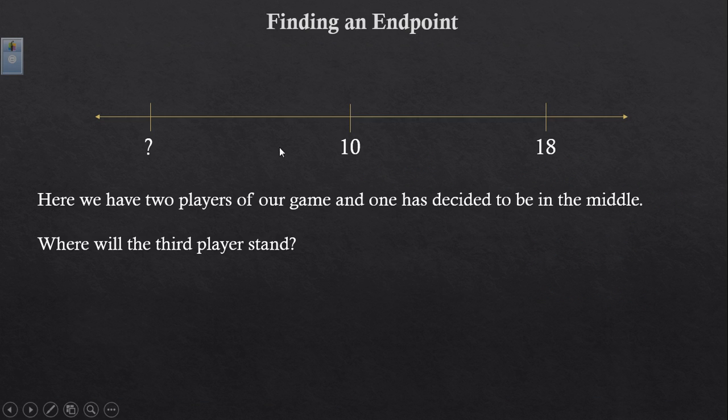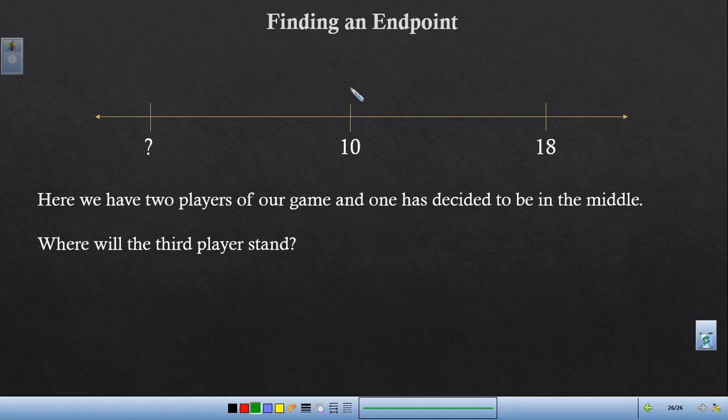Okay, let's advance this a little bit. 10 is the midpoint. So we're still playing our monkey in the middle game. But this time we know where the middle player is, and we have one endpoint already. But we want to figure out what the other endpoint is.